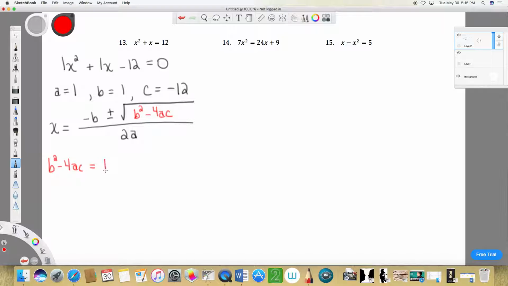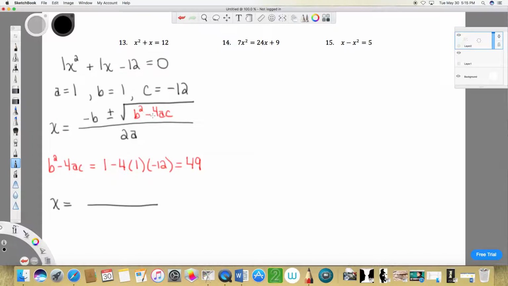B squared is 1 minus 4 times a, which is 1, times c. And this is negative times negative is positive. 4 times 12 is 48, plus 1 is 49. Since 49 is a perfect square, I know the solutions to this. There's going to be two rational solutions, because we can take the square root of 49, we can get 7. So let's come in and find our solutions now.